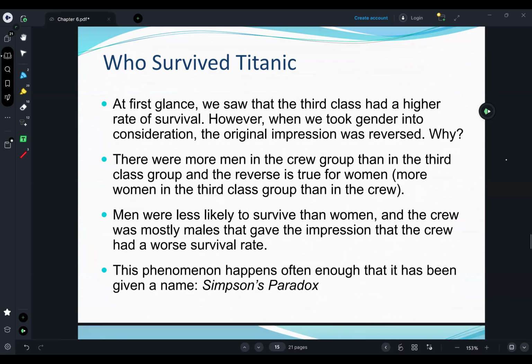Why? Just as we discussed, there were more men in the crew group than in the third class group, and the reverse is true for women: more women in the third class group than in the crew. And men were less likely to survive than women, and the crew was mostly males. That gave the impression that the crew had a worse survival rate. This phenomenon is called Simpson's paradox. It's really useful. It comes up quite a bit in the world of statistics. Yes?